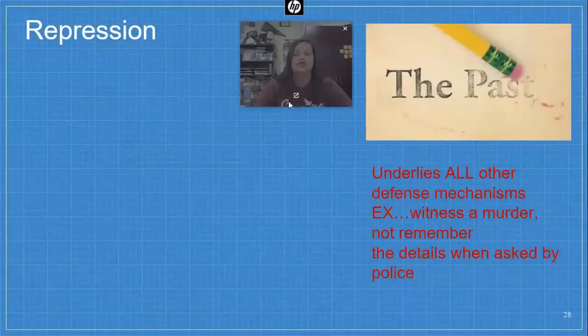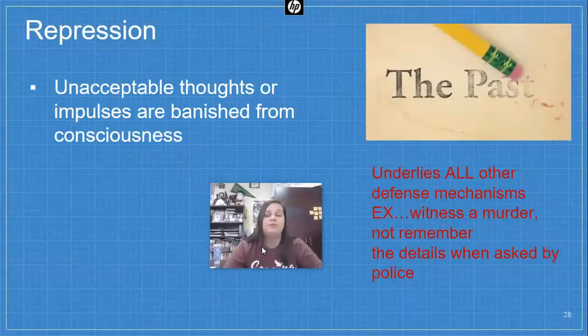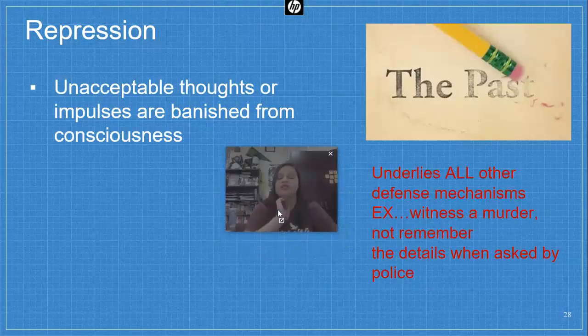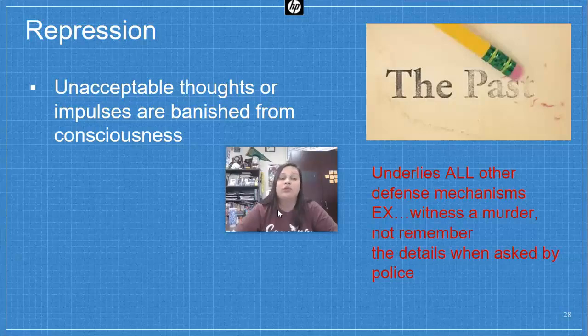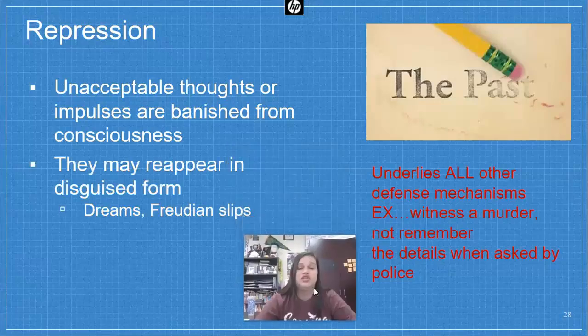Repression is our next one. And repression is when we banish unacceptable thoughts into our unconscious mind. And we do this unconsciously. Repression is really kind of underlying all the other defense mechanisms because we're pushing thoughts away and we're replacing them with some other kind of behavior. For example, maybe somebody witnesses a murder, but they don't remember the details when asked by the police. There was no actual physical trauma, but it's sort of a type of amnesia.